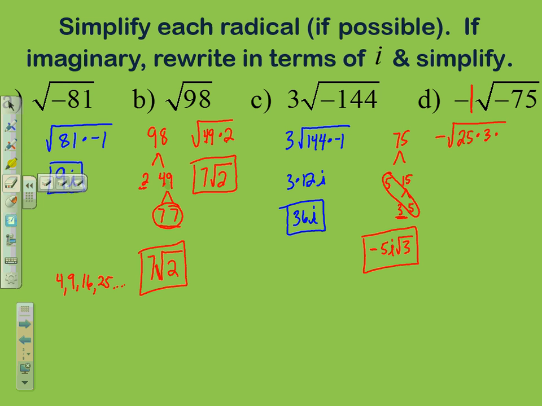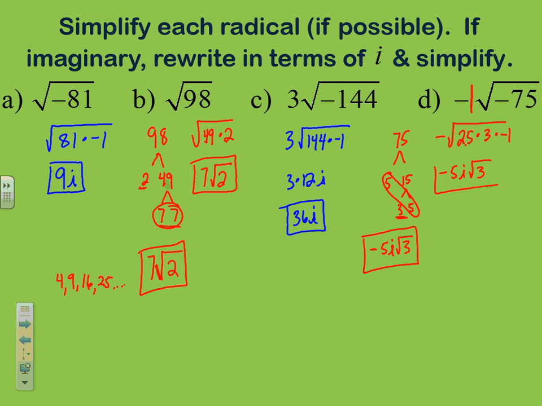So I'm going to just write out the individual factors of the negative 75. The square root of the 25 gives me a 5. The square root of the negative 1 gives me an i. And since 3 is not a perfect square number, it stays underneath the square root symbol. And either way, I get the same result.